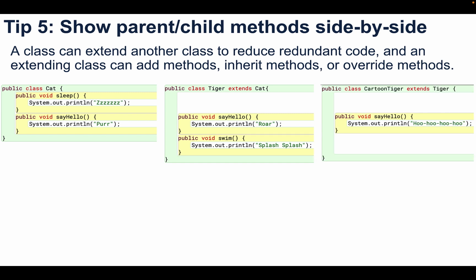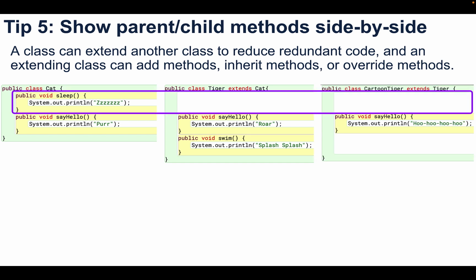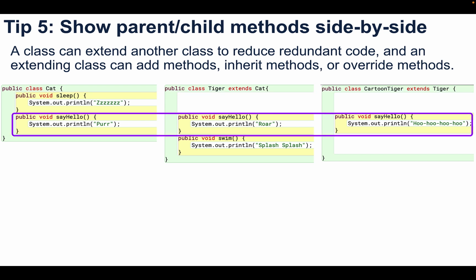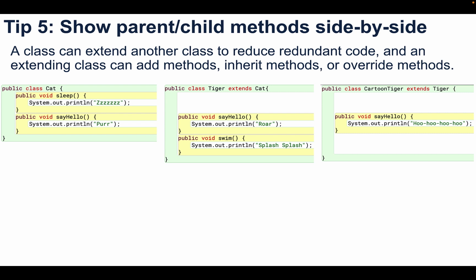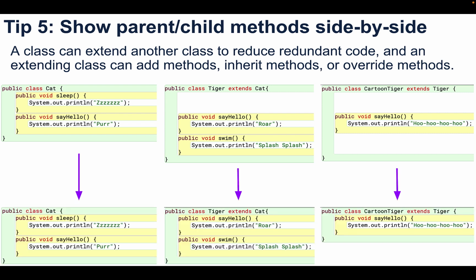Similarly, cartoon tiger extends tiger. It inherits the sleep method from its grandparent. It overrides the say hello method of its parent, and then it inherits the method of its parent for swim. So we think having these shown side by side can be really helpful to help students understand what isn't necessary. And when we smush it together, I think it's much harder for students to figure out those missing pieces.